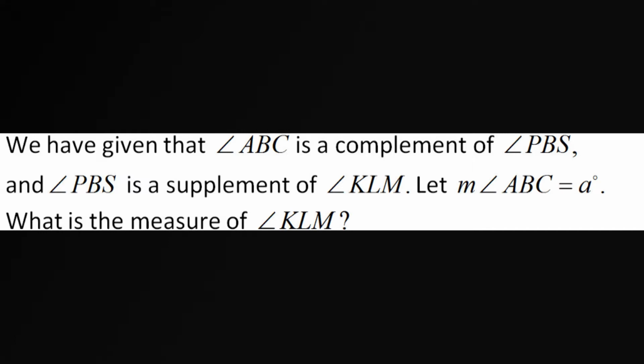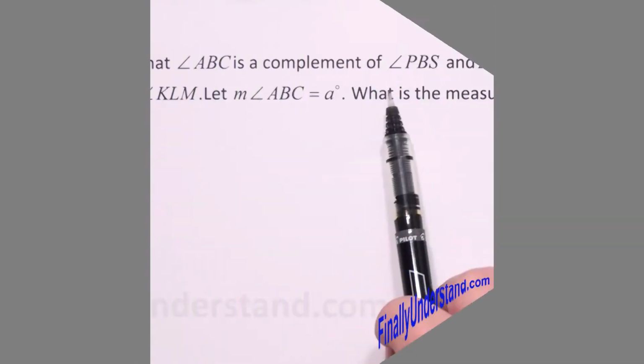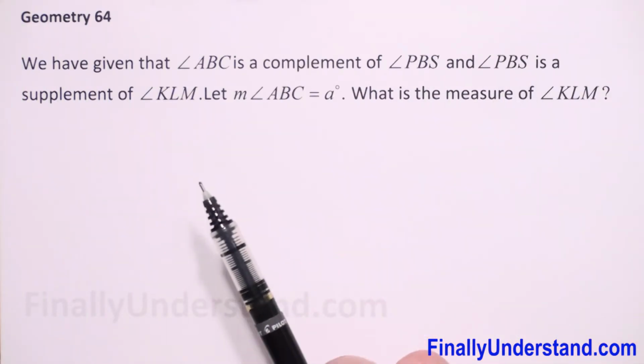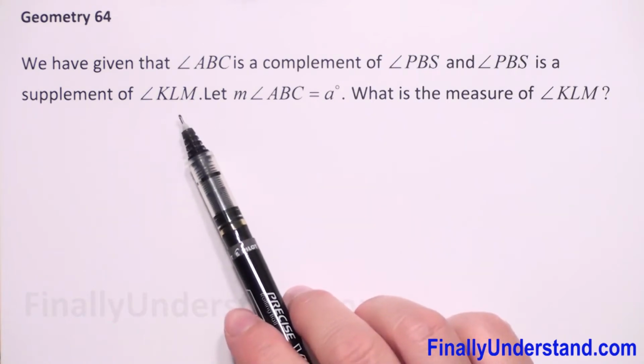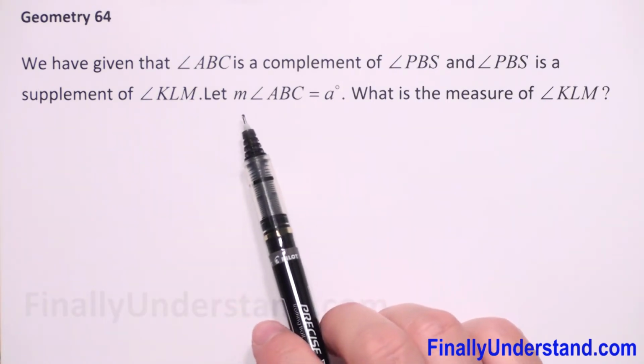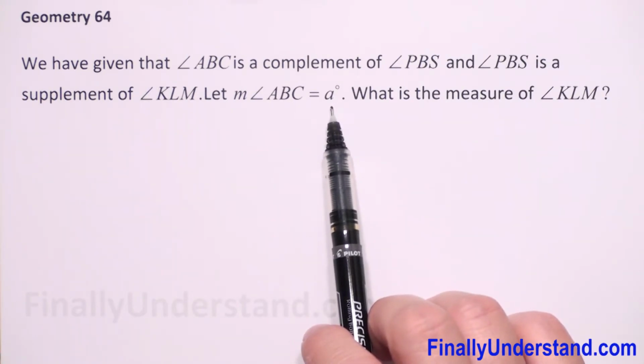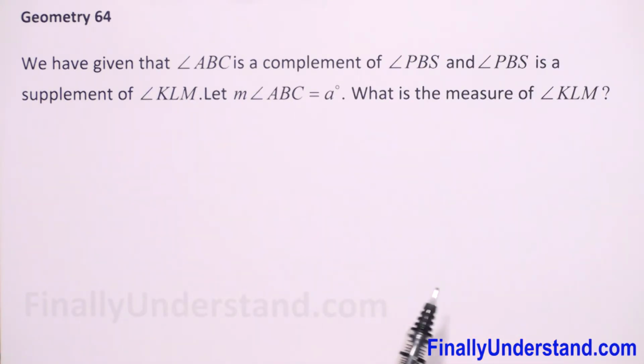We are given that angle ABC is a complement of angle PBS, and PBS is a supplement of angle KLM. Let the measure of angle ABC be 8 degrees. What is the measure of angle KLM? So let's first draw the graph.